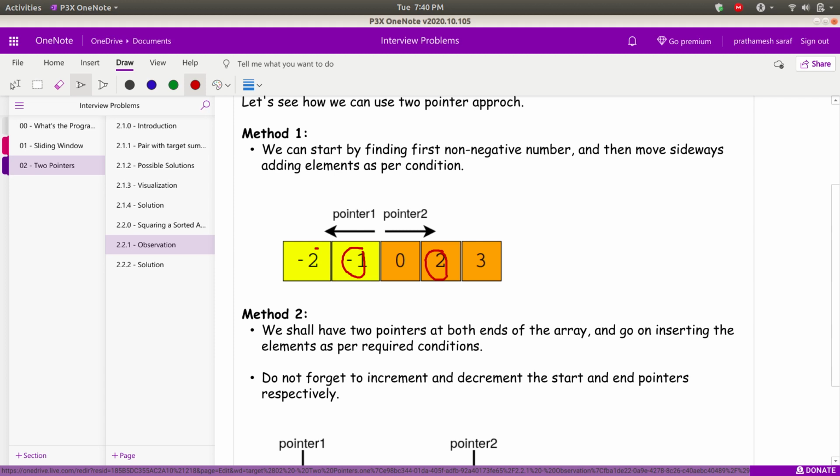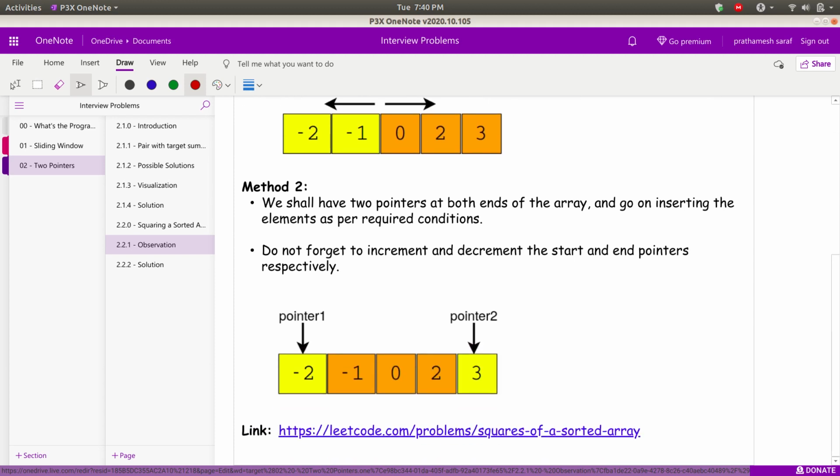I hope you got the intuition. It's simple: you first find the first non-negative element, and then afterwards you can move sideways based on the condition. Now method 2 is a little easier than this.